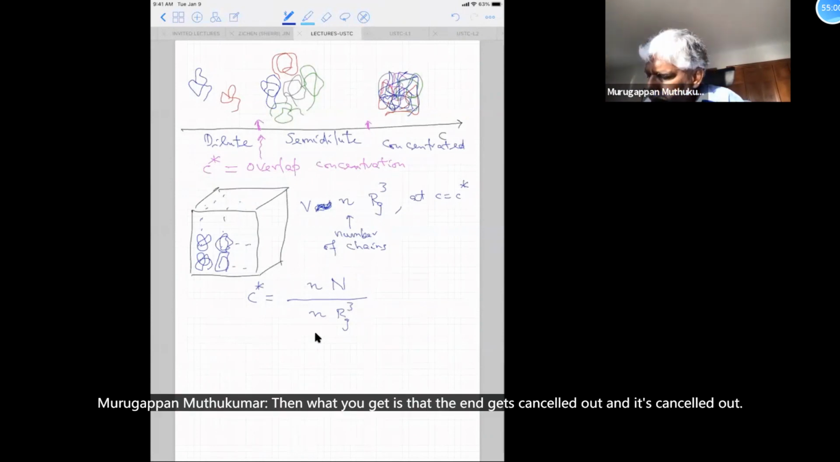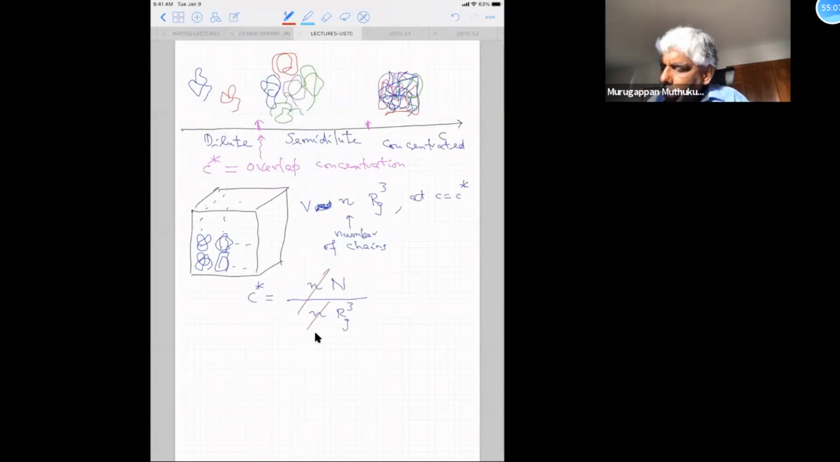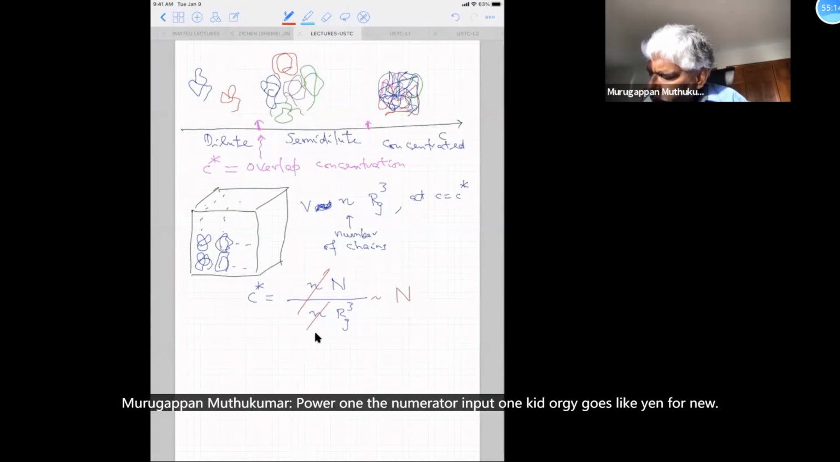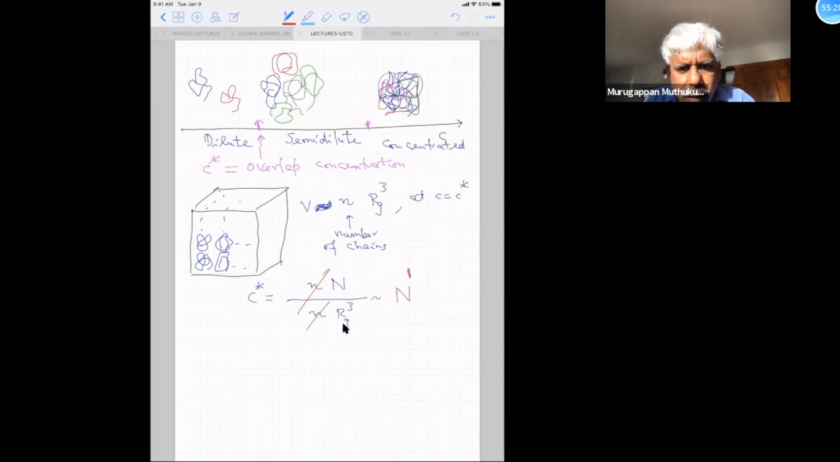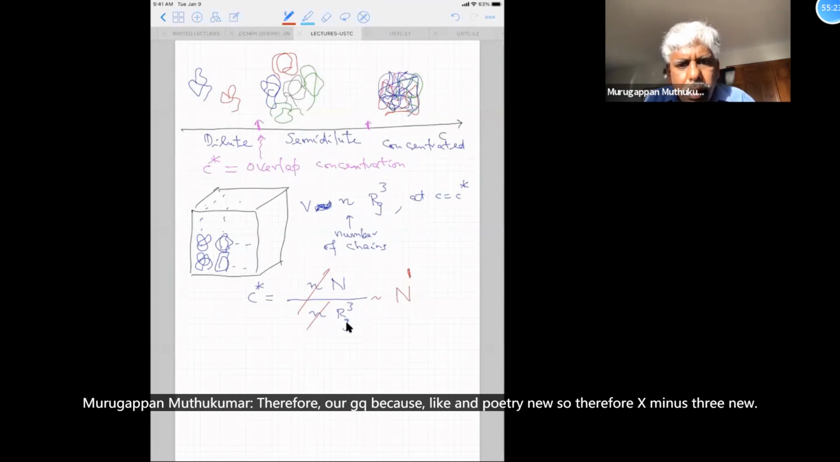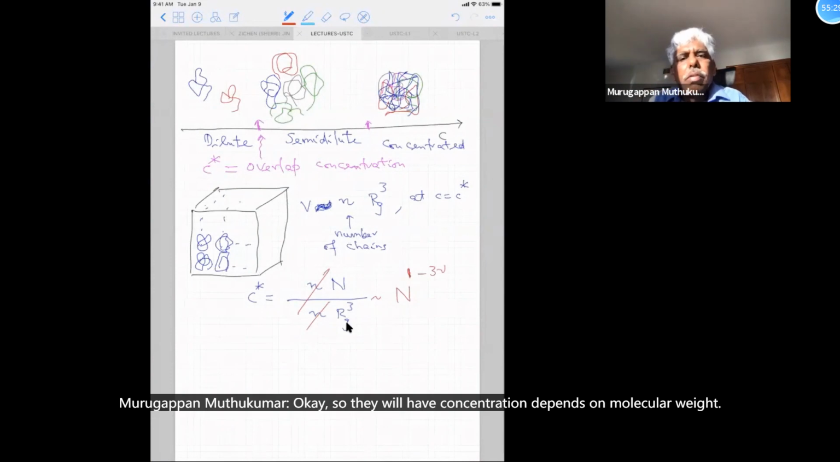Then what you get is that the little n gets cancelled out, and therefore I get n power 1 in the numerator. Here Rg goes like n power nu. Therefore Rg cubed goes like n power 3 nu. So therefore I get minus 3 nu. Okay, so the overlap concentration depends on molecular weight.